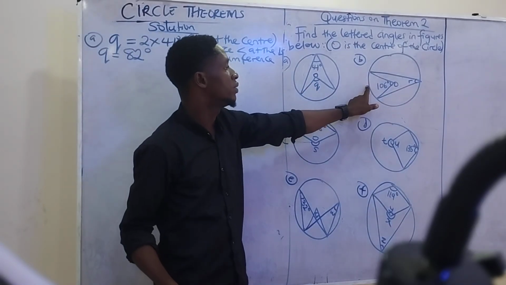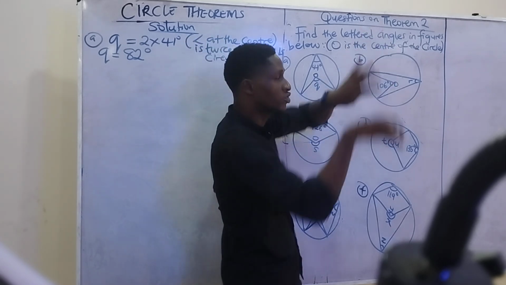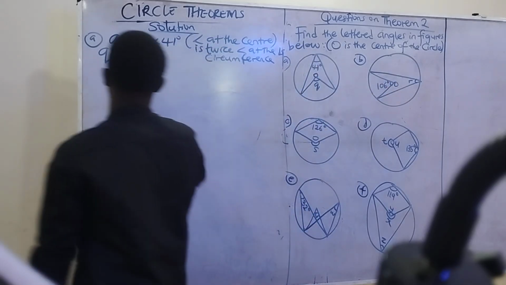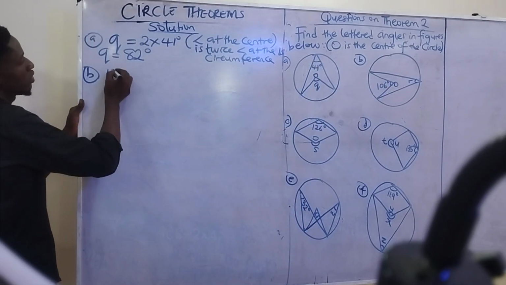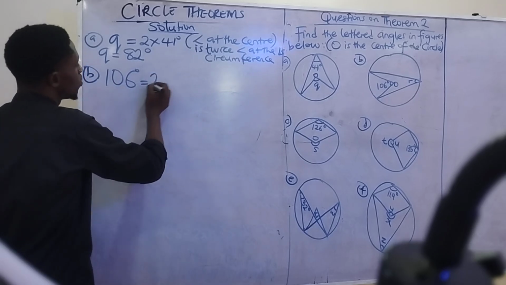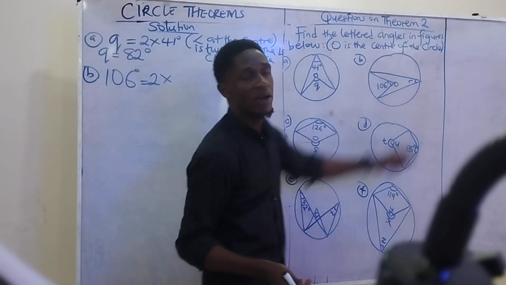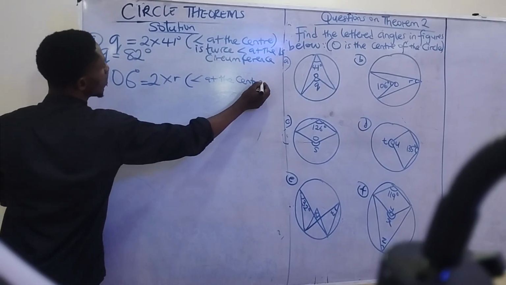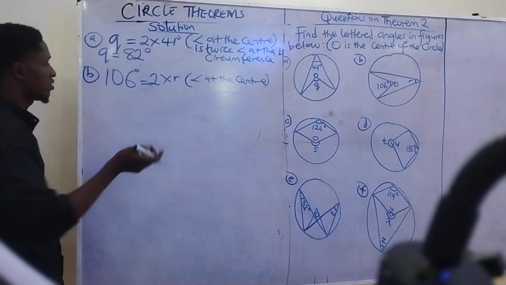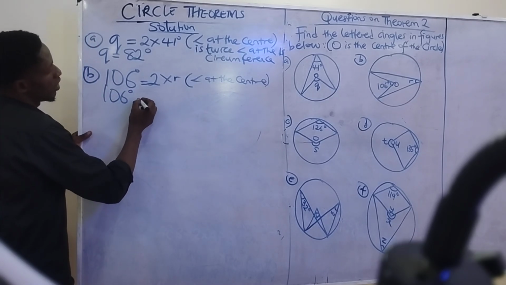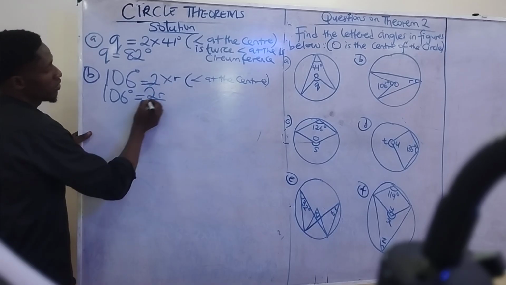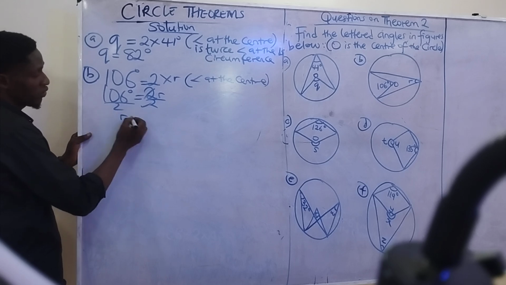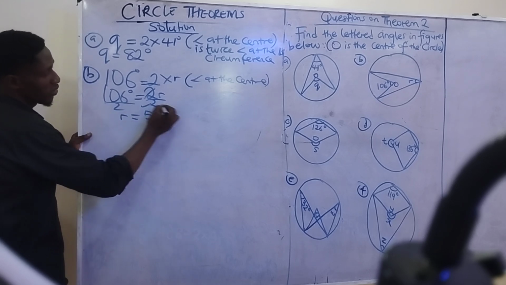Then we'll go to this B part, still similar to this, even though it was turned somehow. Where is the angle at the center? The angle at the center is 106. So we have 106 is equal to 2 times the angle at the circumference, R. So 2 times R, angle at the center. So you have to learn how to always state your reason. So we have 106 is equal to 2R. You divide both sides by 2. So 106 divided by 2 will give you 53. Therefore, R is 53 degrees.